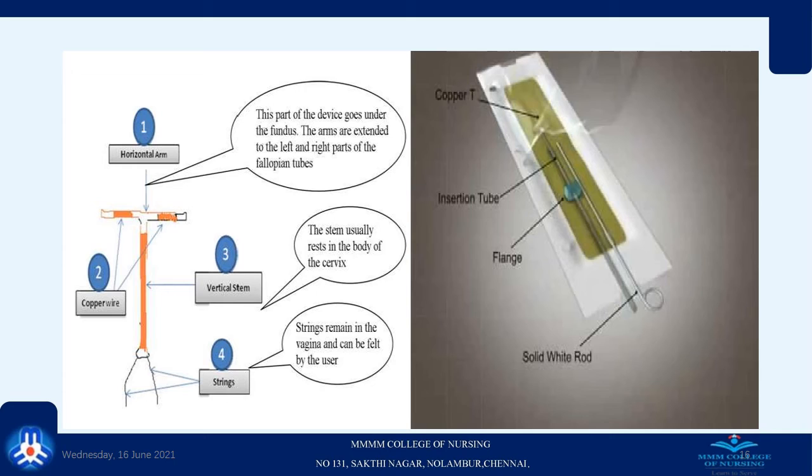So let's see the part again. In the T-shaped copper T, there is a horizontal arm, a vertical stem, and also you can see the strings. The horizontal arm of the device goes under the fundus, and the arms are extended to the right and left parts of the fallopian tube. The stem usually rests in the body of the cervix, and the strings remain in the vagina and can be felt by the user. So this is about the insertion of copper T.